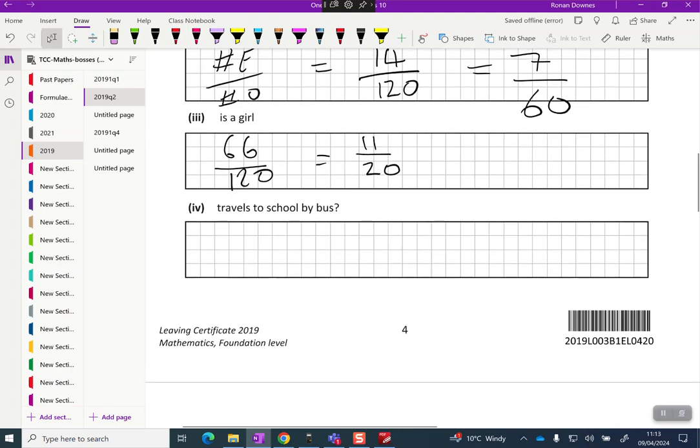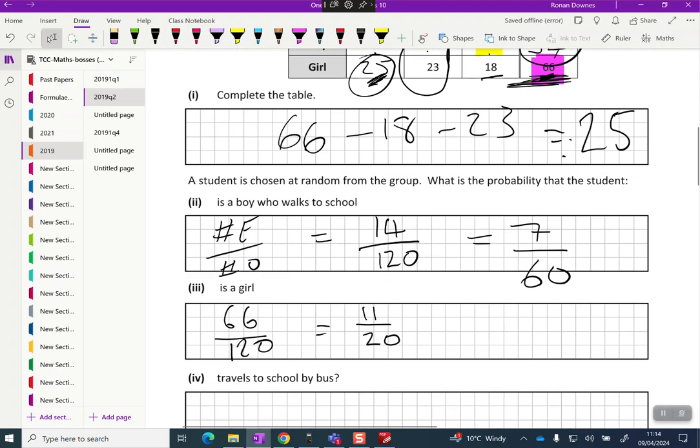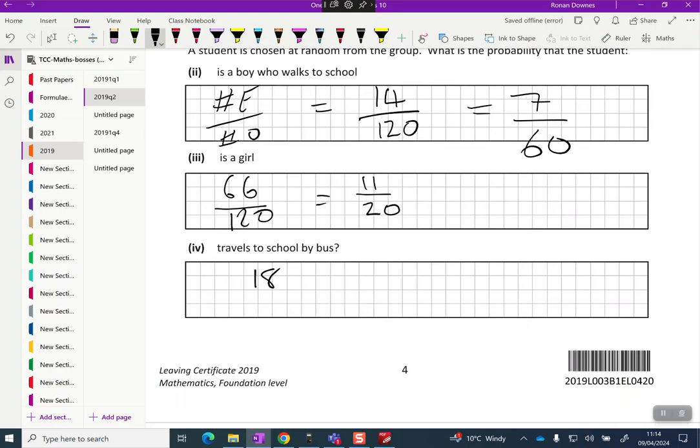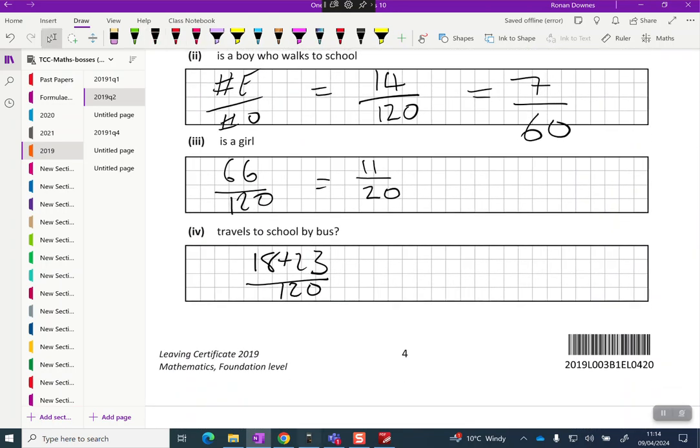Now travels to school by bus. It doesn't matter if it's a boy or a girl. So we're circling those 2 that were originally given to us. And do you agree what's it called? In aggregate, together, they make up people who went to school by bus. Yeah? So we need to add them. 18 and 23. Or do we? We could just write 18 and 23 on the top of our fraction and let the calculator do everything. Okay, that's cool. And over how many students? There's still 120 students going to school, and that goes in our calculator.